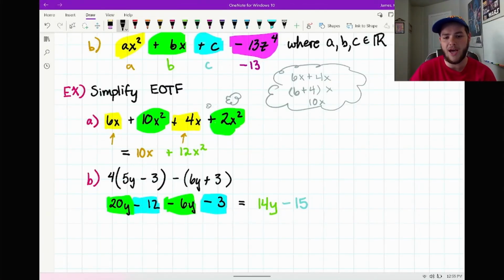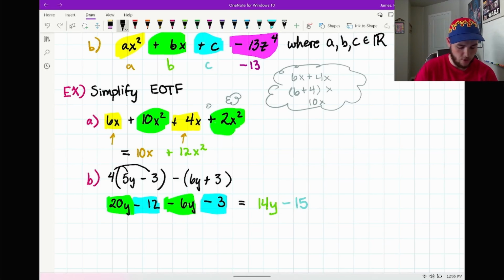In this problem, I had a little bit of extra work to do because the expression wasn't fully simplified, right? On top of just combining like terms, I first need to distribute that 4 and that minus sign, right? I am multiplying 4 by both terms here. So I have 4 times 5y, which is 20y, and 4 times minus 3, which is negative 12. That's how our distributive property works.